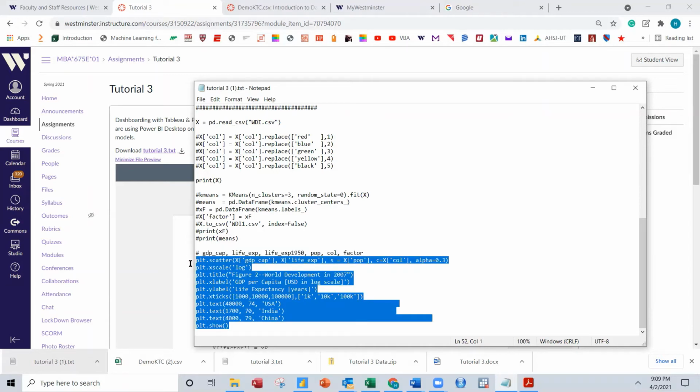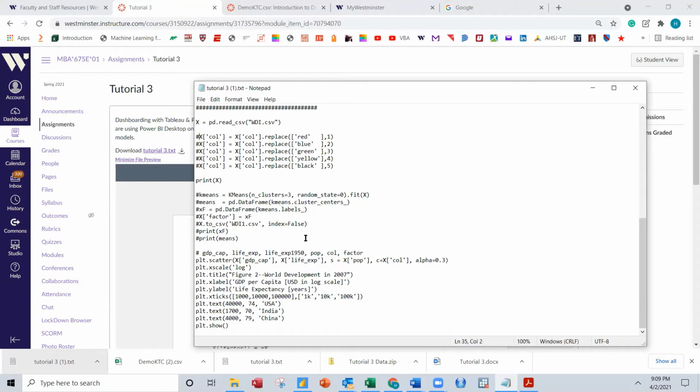So what you're going to do after that is you're going to change the coloring from continent to factor. So you're going to copy, after you run it once to get the original graph, you're going to take this and you're going to paste it in here, and you're going to use factor. You're going to use factor.